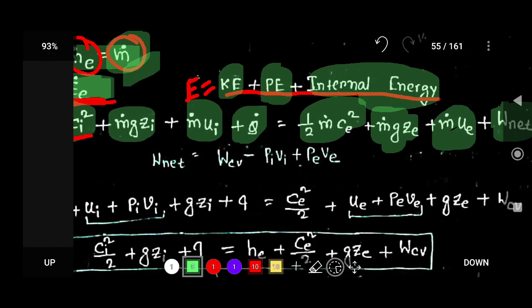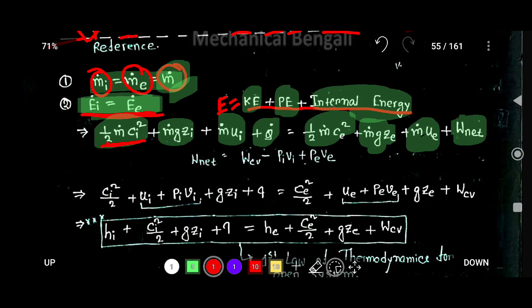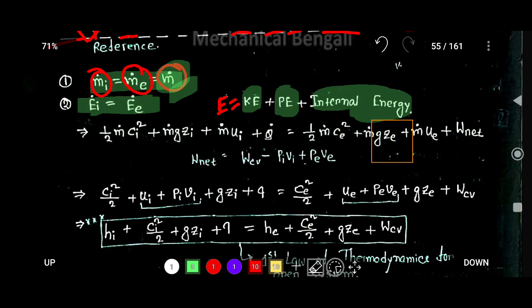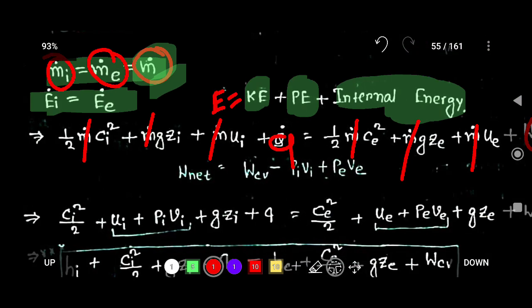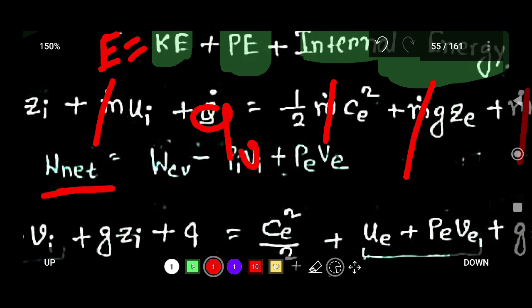now from here you can see that on both sides the mass flow rate m dot cancels out. And here this q dot is converted to small q, m dot cancels on both sides, and here w is converted to small w. Okay, so this small w is equal to w of control volume minus pi vi plus pe ve.